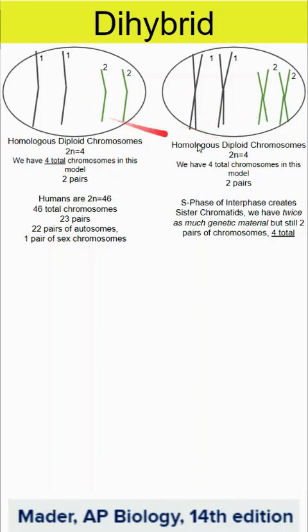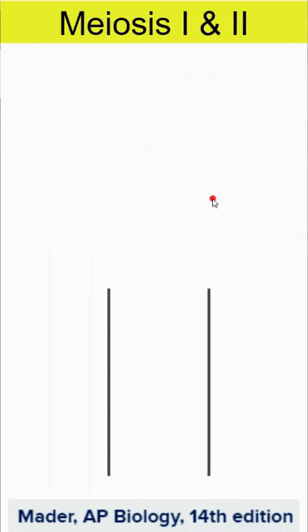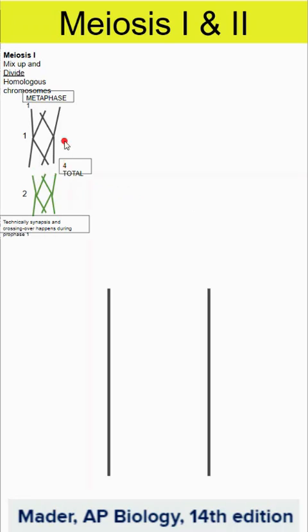Now, this idea of how many chromosomes there are: when we create sister chromatids, we have twice as much genetic material, but we still have 2 pairs of chromosomes. That's something to keep in mind. So when we review meiosis 1 and meiosis 2, in meiosis 1 we mix up and divide the homologous chromosomes. We have tetrad formation.